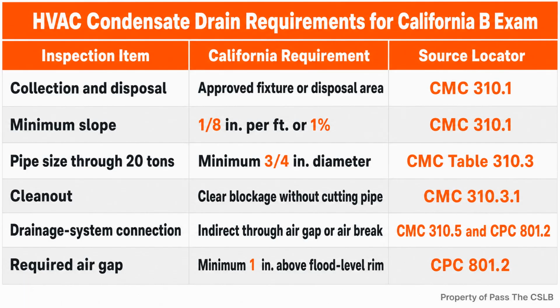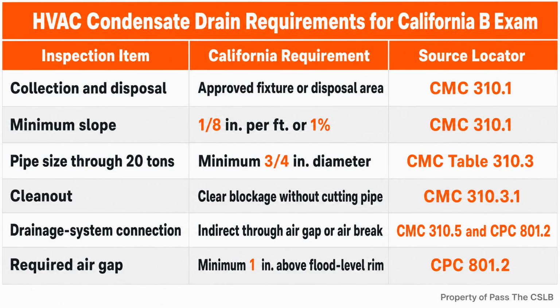When condensate discharges into a building drainage system, it must do so through an indirect waste connection, using an air gap or an air break. The common mistake is treating condensate as harmless water and gluing its pipe directly into a sanitary fitting, standpipe, or tailpiece. That creates a direct connection, which is not the required arrangement. An air gap is the clearest physical separation.